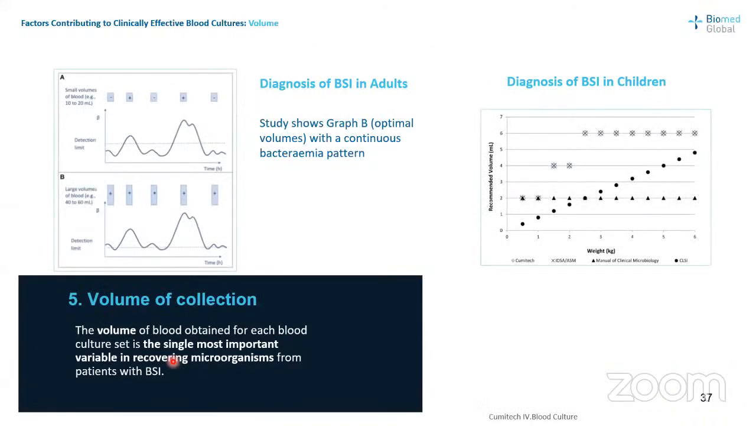Let's move on to the 5th factor, which is volume of collection. The volume of blood that you're putting into the bottle is the single most important variable when it comes to maximizing the test sensitivity.